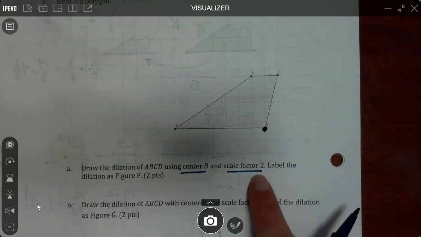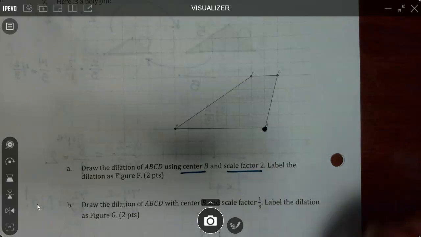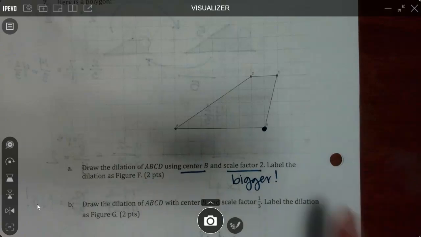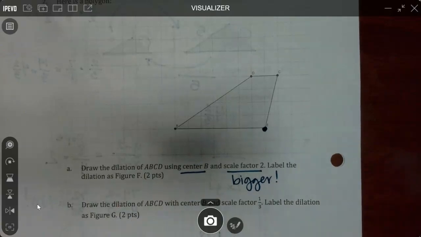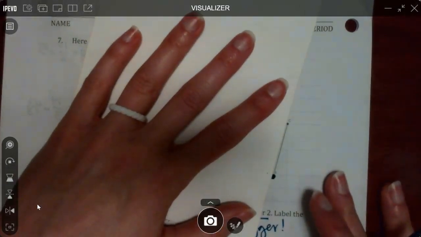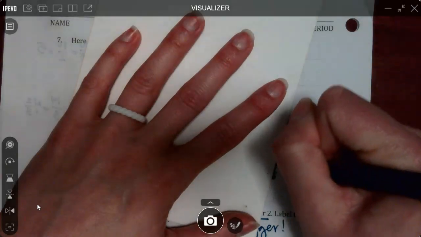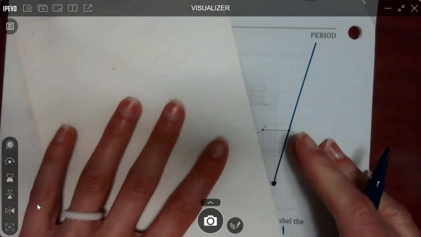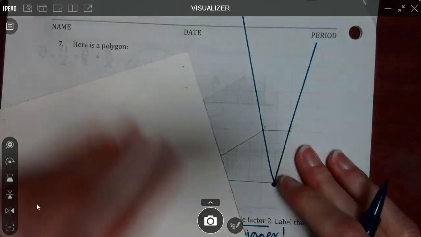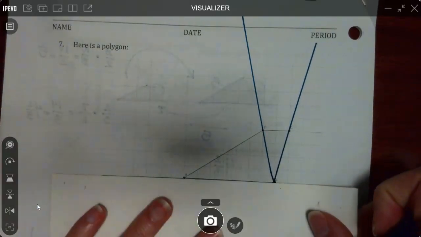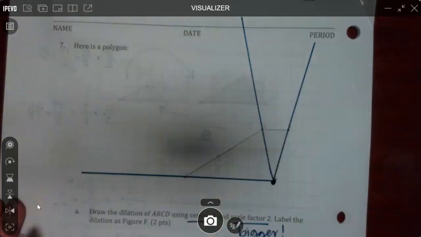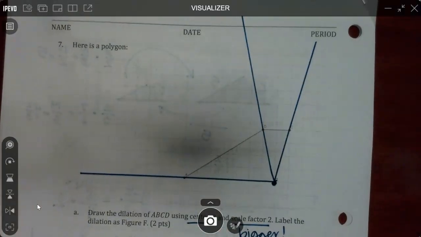So right now you should be thinking, is that getting bigger or smaller? It is for sure going to get 2 times bigger. Then it says label this dilation as figure F. Well, we know with our straight edge, and I don't have one at my house right now, but I'm just going to use this picture, I can extend every line or every point connected to the center, and my answers have to be on these lines. They are rays that we are creating. If your point is not on these lines, your shape is wrong.